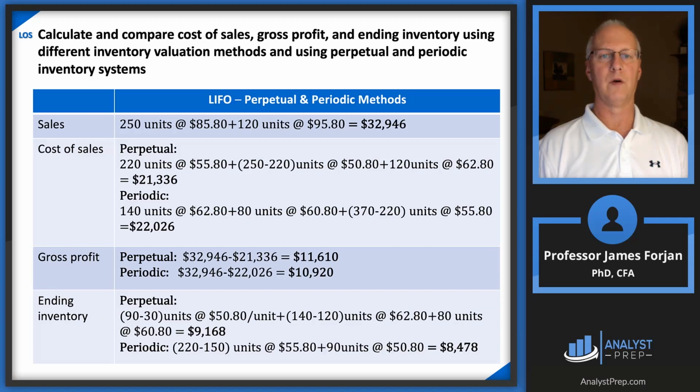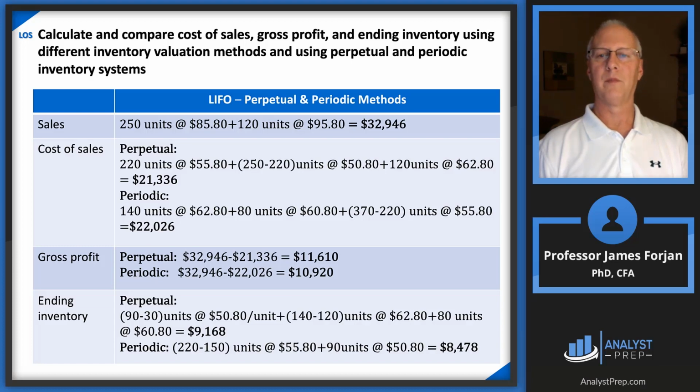All right, so under periodic, we got the 140 at $62.80, and then the 80 at $60.80, and then the 150 at $55.80. That gives us a periodic cost of sales of $22,026.